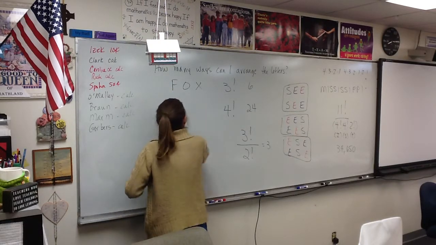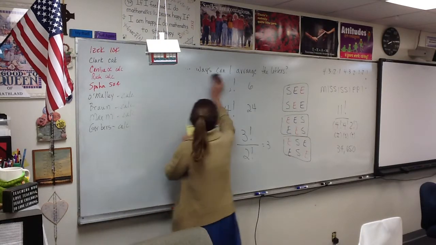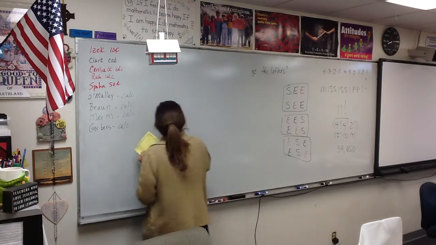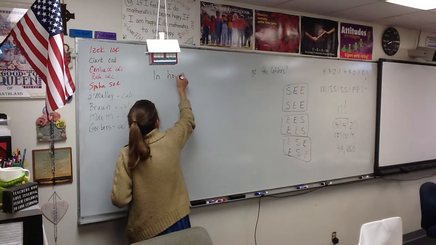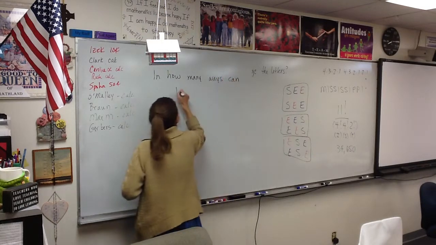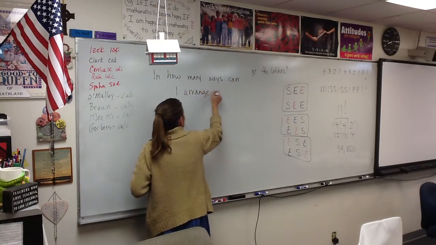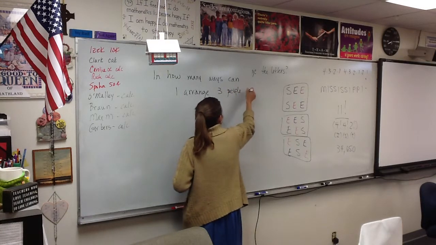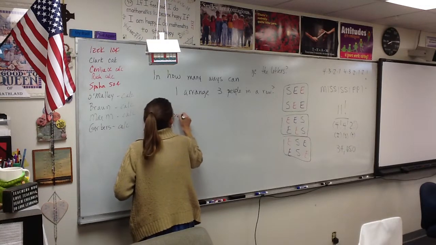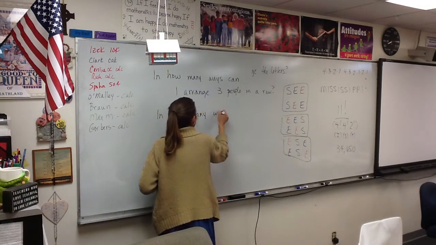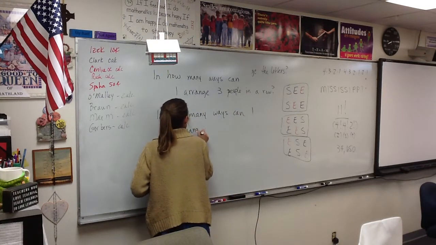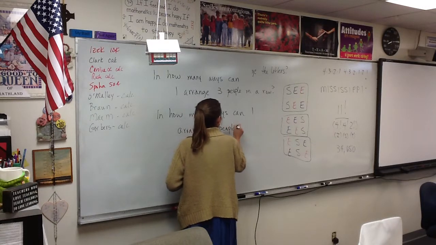Okay. Next, I'd like you to consider this question. In how many ways can I arrange 3 people in a row? You better be able to answer that question. 6. In how many ways can I arrange 3 people in a circle?